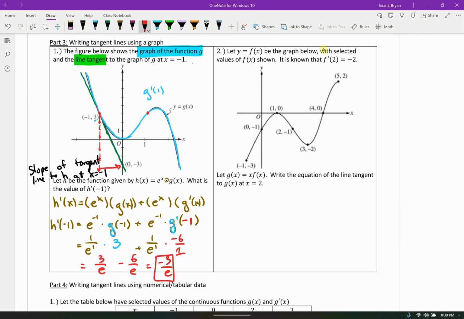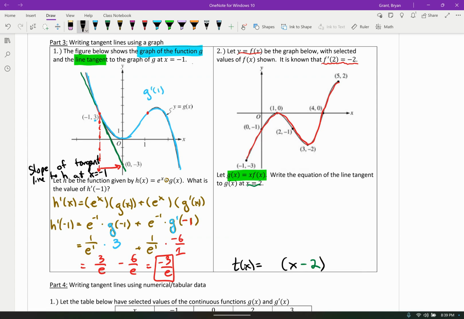Let y equals f of x be the graph below. Selected values of f of x shown. Looks like we'll have multiple functions, so let's do this one in red, like so. They also told us that f prime of 2 is negative 2. And then they say, cool, let g of x equal x times f of x. Write the equation of the line tangent to g at x equals 2. So let's put this down here. So we are looking for a tangent line of g at x equals 2, like so.